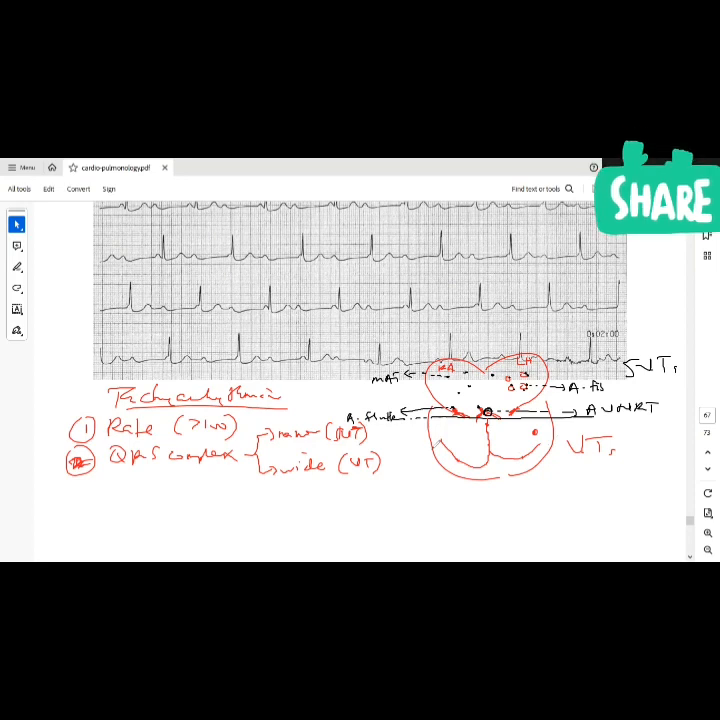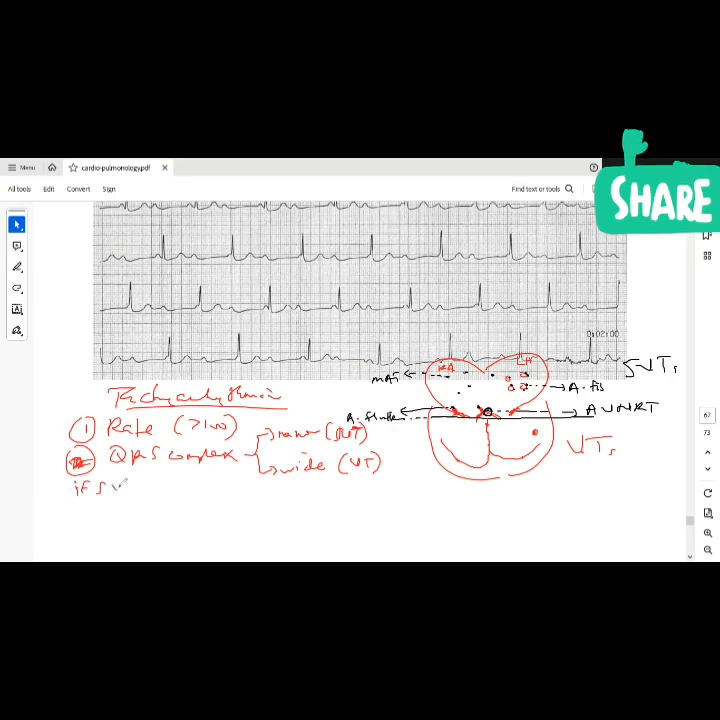And once you see a wide QRS complex, I just pick VT, you're done. I don't even need to look at anything else. But for SVT, we need to know how to tell them apart because we have about 4 SVTs there. So what do we do now? You now go to step 3.